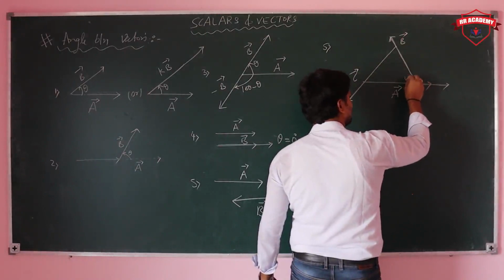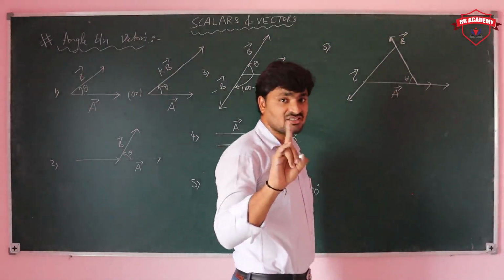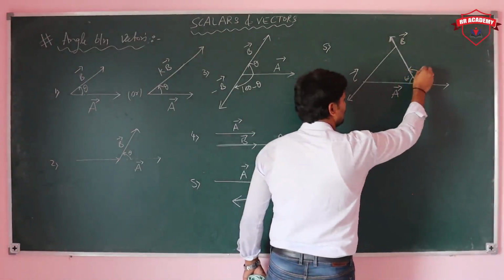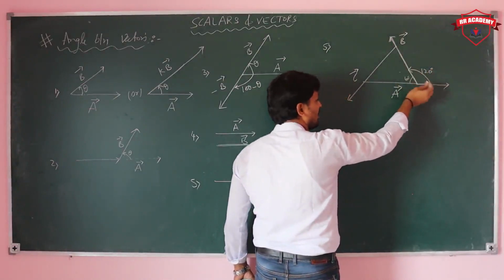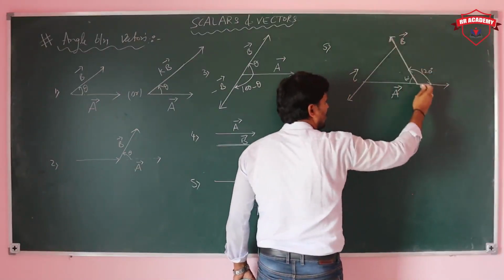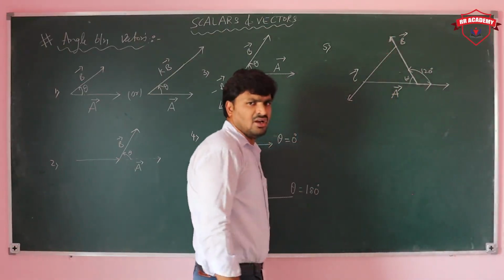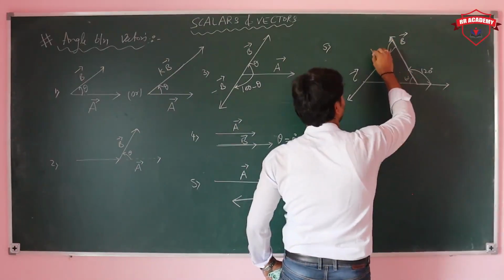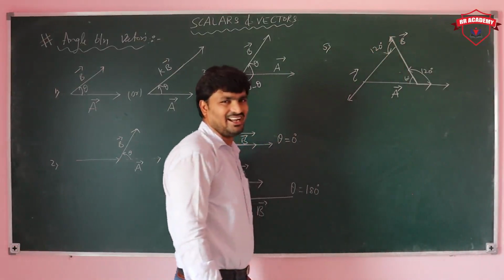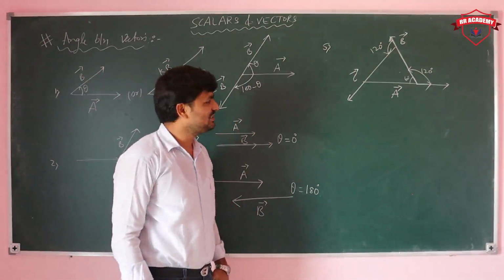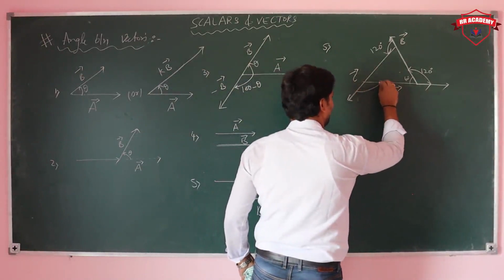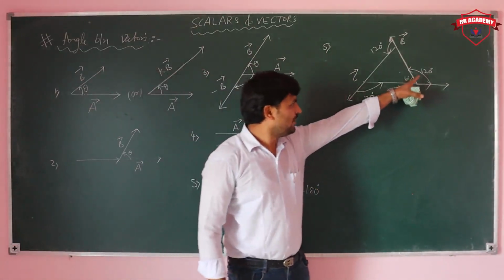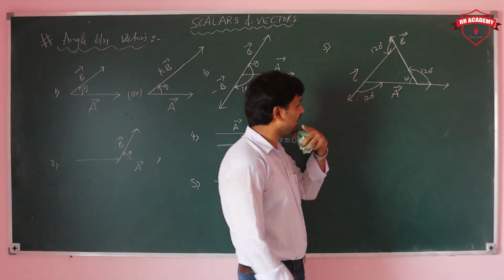We know that this angle is 60, but it is not the angle between A and B. Then what is the angle between A and B? The angle between A and B is 120 degrees, from here to here. This angle, because we need to find this angle. At the same time, what is the angle between B and C? This is the angle between B and C. How much? 120 degrees again. Angle between B and C is also 120 degrees. What is the angle between C and A? That is also 120 degrees. 120, 120, 120.